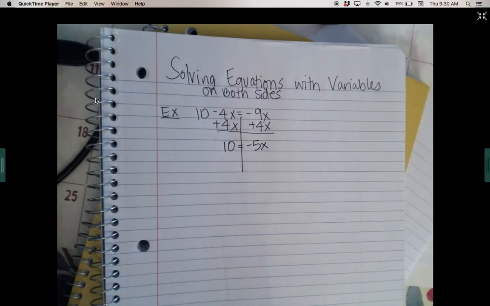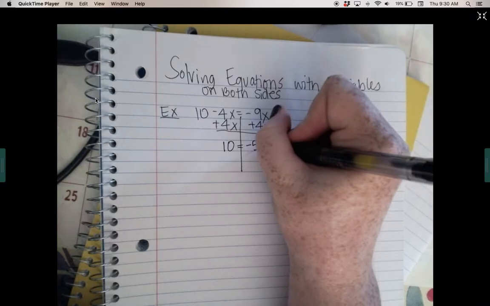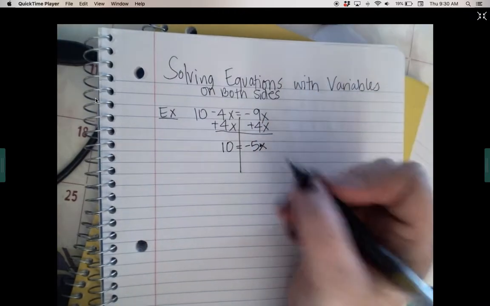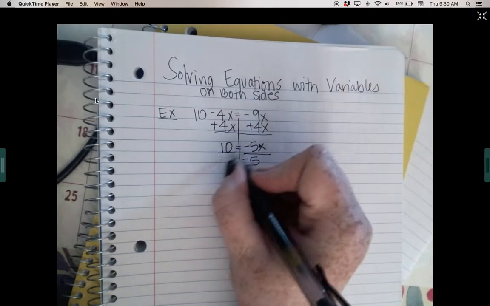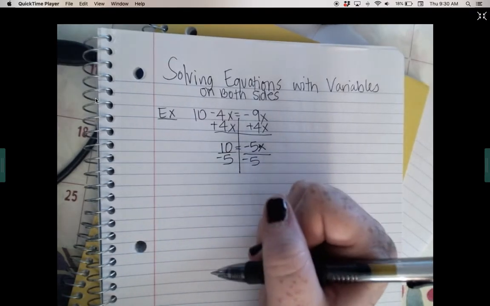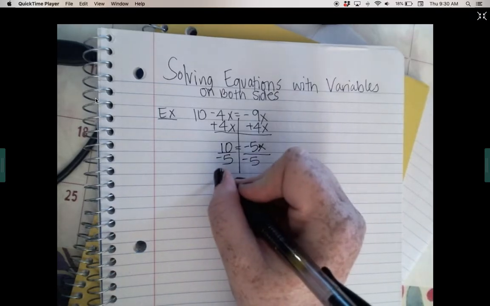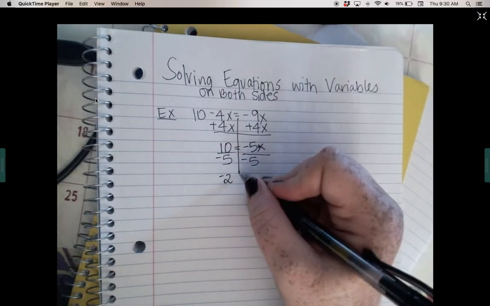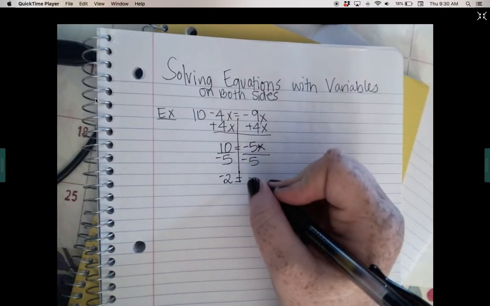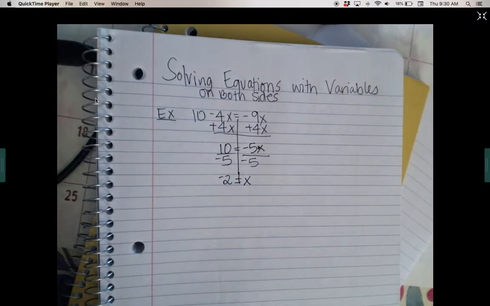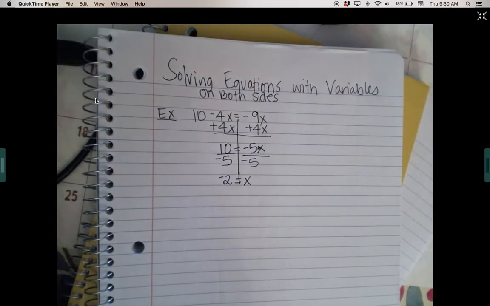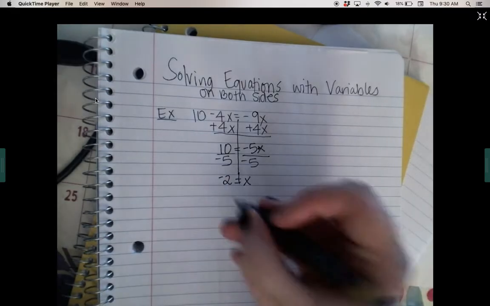When I have a letter and a number smooshed together, what operation is happening? Multiplication. What's the opposite of multiplication? Division. So what am I going to divide by? Negative 5. Don't forget the negative. 10 divided by negative 5 is? Negative 2. Negative 5 x's divided by negative 5 is? 1x. Yeah. But there's no constants or coefficients. Okay, so negative 2 equals x, or x equals negative 2.